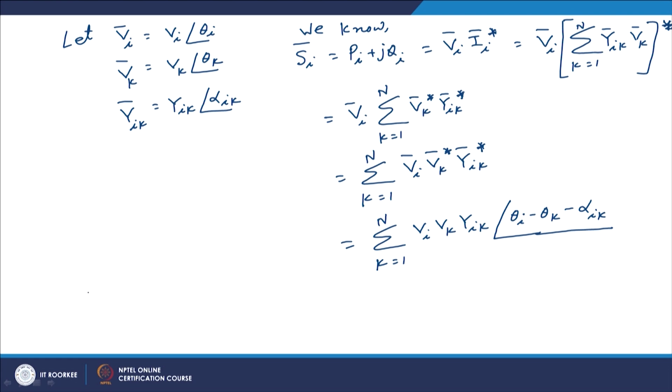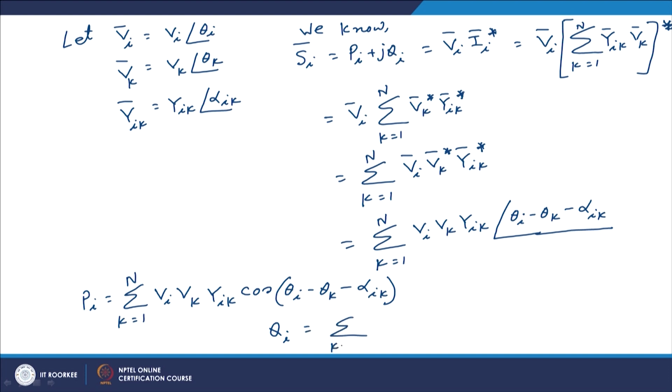Taking the real and imaginary components of this, we can write down Pi equal to the sum over k equal to 1 to n of Vi Vk Yik cos of theta i minus theta k minus alpha ik, and Qi equal to the sum over k equal to 1 to n of Vi Vk Yik sin of theta i minus theta k minus alpha ik. These two equations, Pi and Qi, relate the complex injected power at any bus with the bus voltage magnitudes and angles of all the other buses.